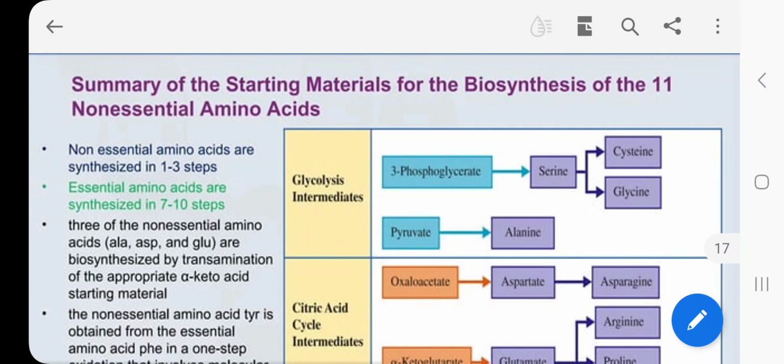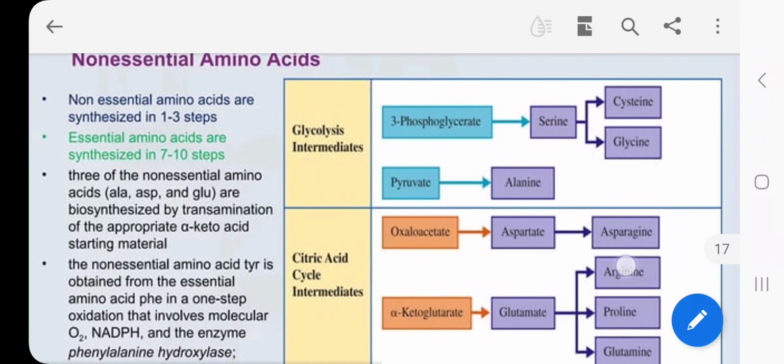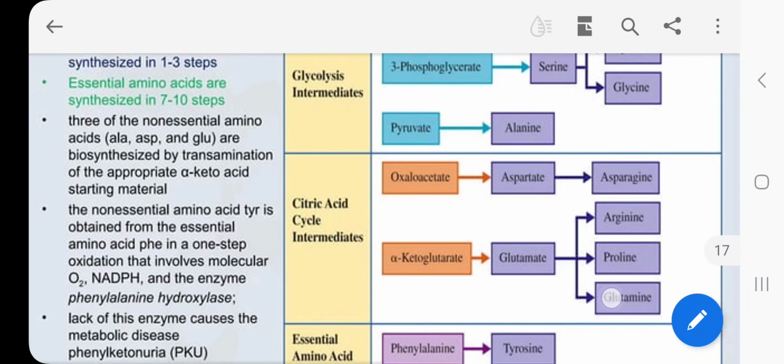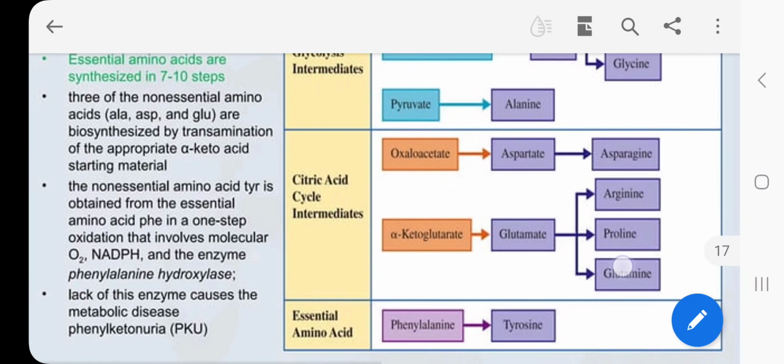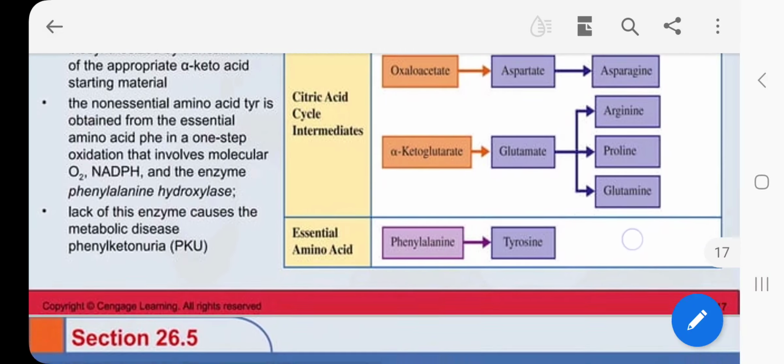So in summary, we have here the starting materials for the biosynthesis of 11 non-essential amino acids. So you can go through this. Just have to familiarize and no need to memorize. Just familiarize.